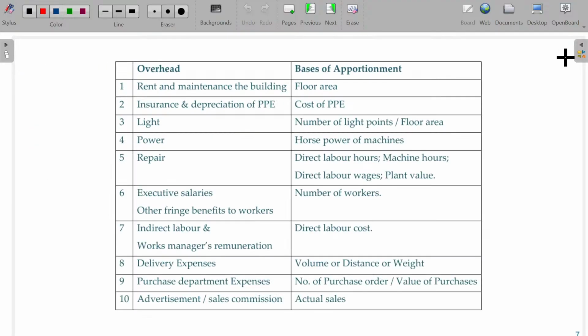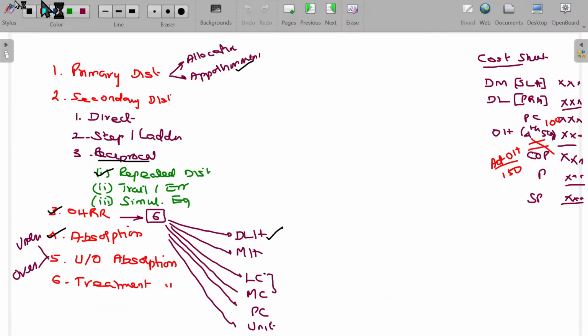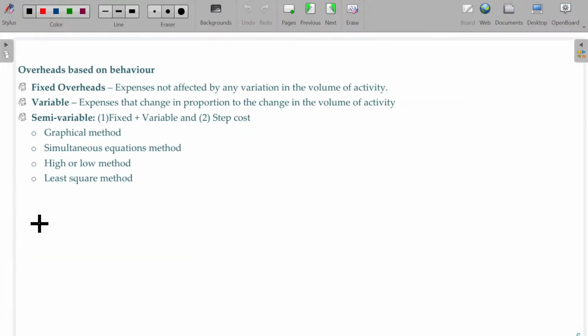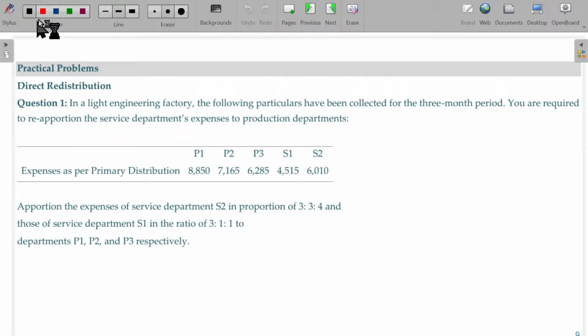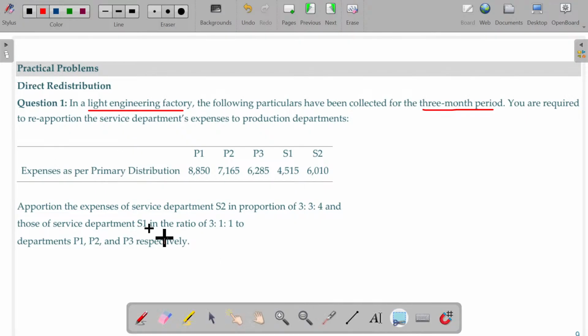Now, as we have completed this one, let's start with the next component. In case of direct distribution, how do we solve this illustration? In a light engineering factory, the following particulars have been collected for the 3 months period. You are required to reapportion the service department expenses. Already, expenses as per primary distribution is over. Now my duty is to redistribute this one.